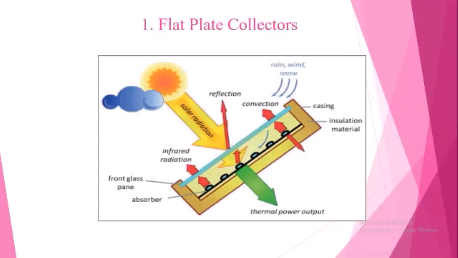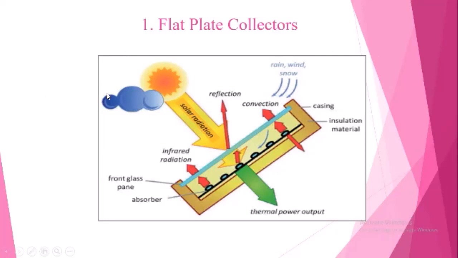Flat plate collectors. This is a diagram, or representation, of flat plate collectors. In it we can see solar radiation coming from the sun, which is infrared type solar radiation. These rays strike the flat plate collector. Here a front glass pane is shown in blue color.